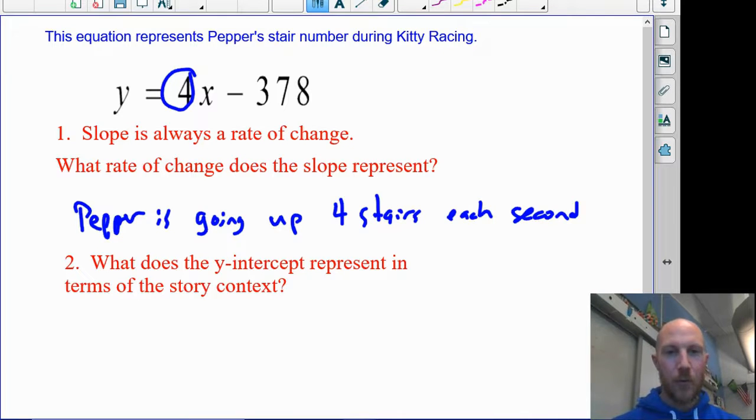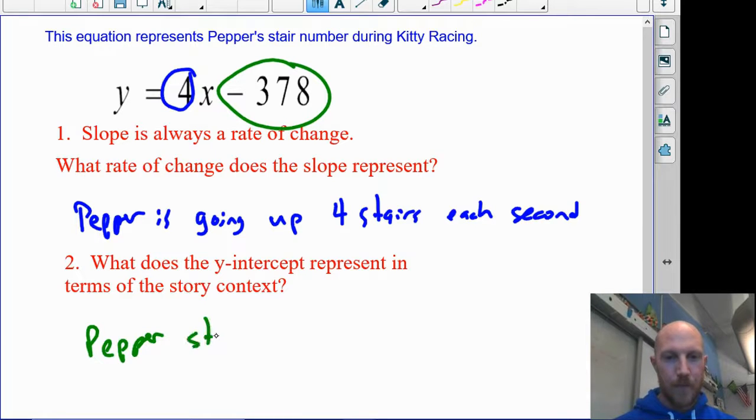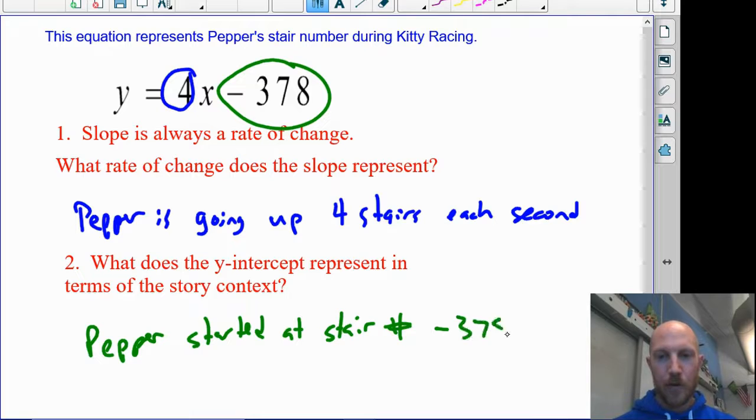And then for question 2, what's the y-intercept? Well, it's the negative 378. So Pepper started at stair number negative 378. So I guess that's a long way down into the basement, or else these stairs are numbered strangely. All right. Well, keep it mathy. Good luck.